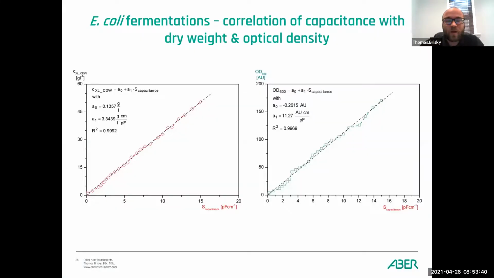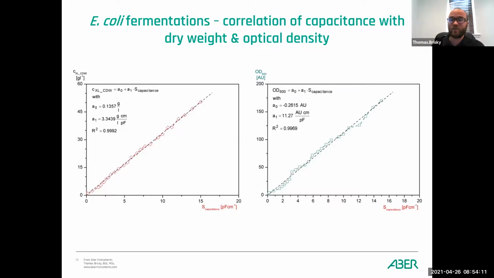I won't spend too much time on this slide, but this is from a publication which compared capacitance to more traditional methods of measurement. Namely, this is optical density and dry cell weight being compared to capacitance. In both cases, you can see an excellent correlation with an R² value near 1 between capacitance and dry cell weight, and then capacitance and optical density respectively, left to right, at high cell densities.